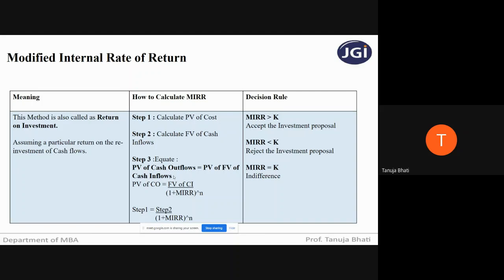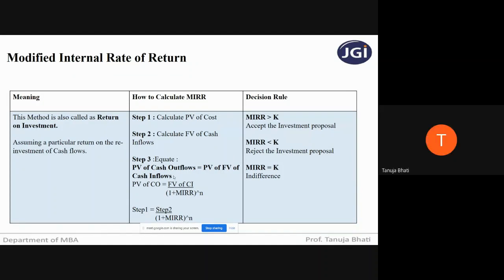A is equal to P into the bracket 1 plus R raised to N, where A is used to calculate your future value. Now, in the same formula, if I know A, the future value, and I know 1 plus R raised to N, I want to find out P, that is present value. How will I find it out? What is the formula? Yes? P is equal to A divided by 1 plus R raised to N, ma'am.